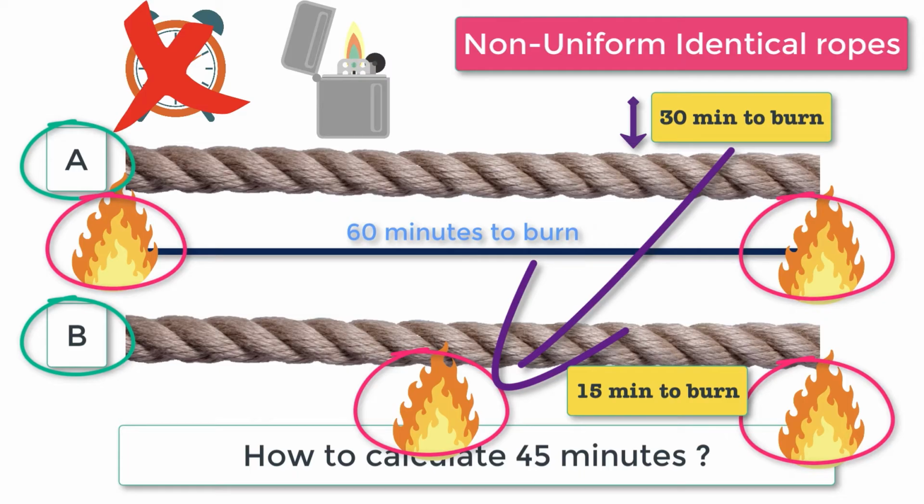At this point, light the other end of rope B as well. It will take another 15 minutes for rope B to burn completely. So that's how you have measured 45 minutes.